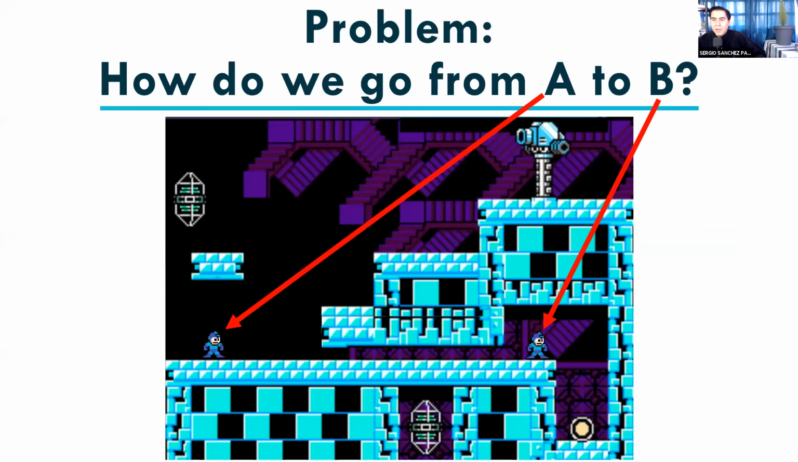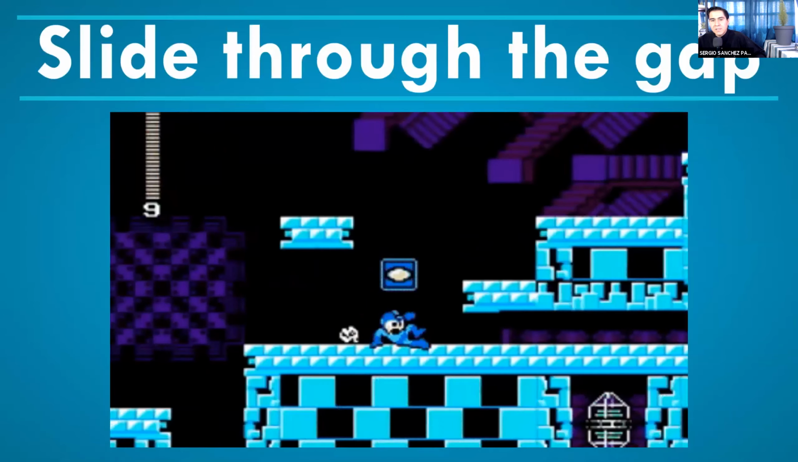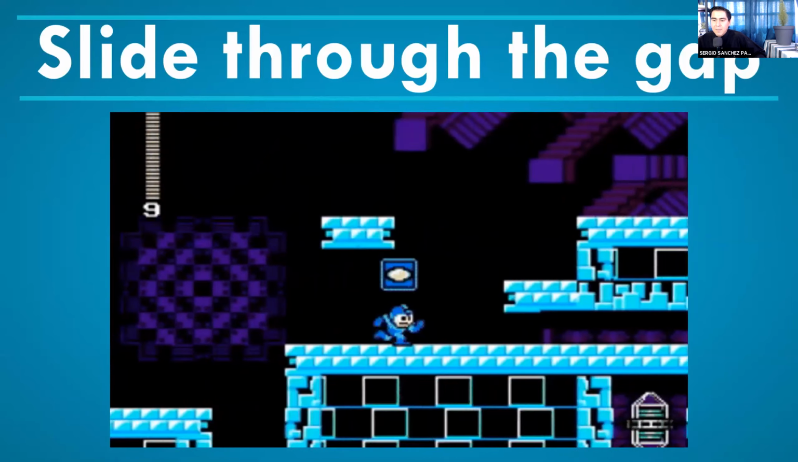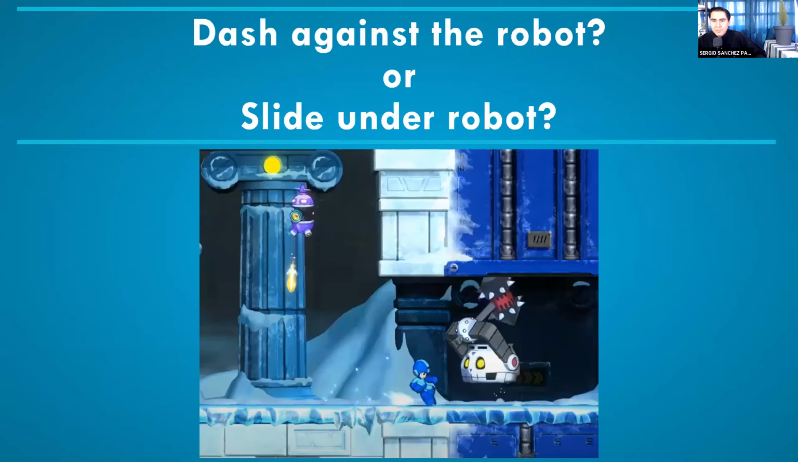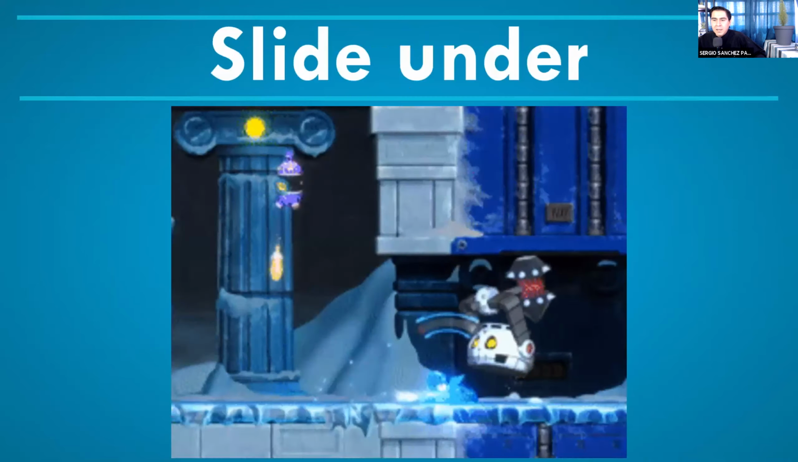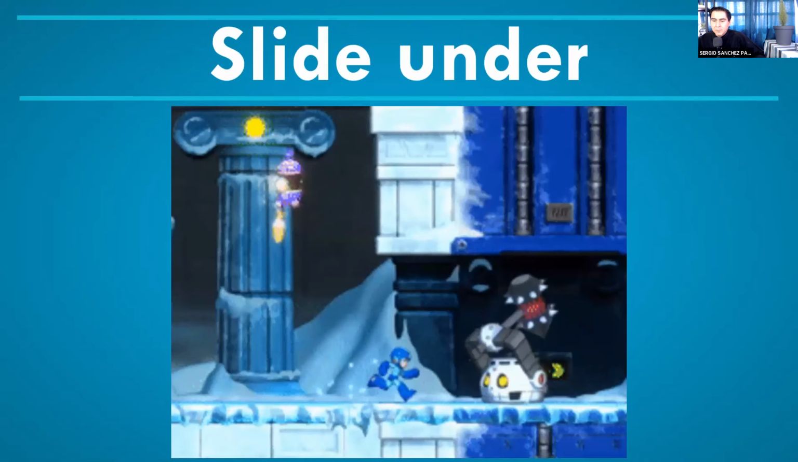Another example: how do we go from A to B? Question: should he dash across the gap or slide through the gap? And of course, the answer is slide through the gap. Next, how do we go from A to B? Should he dash against the robot or should he slide under the robot? And the answer is to slide under, as it is being shown right now.